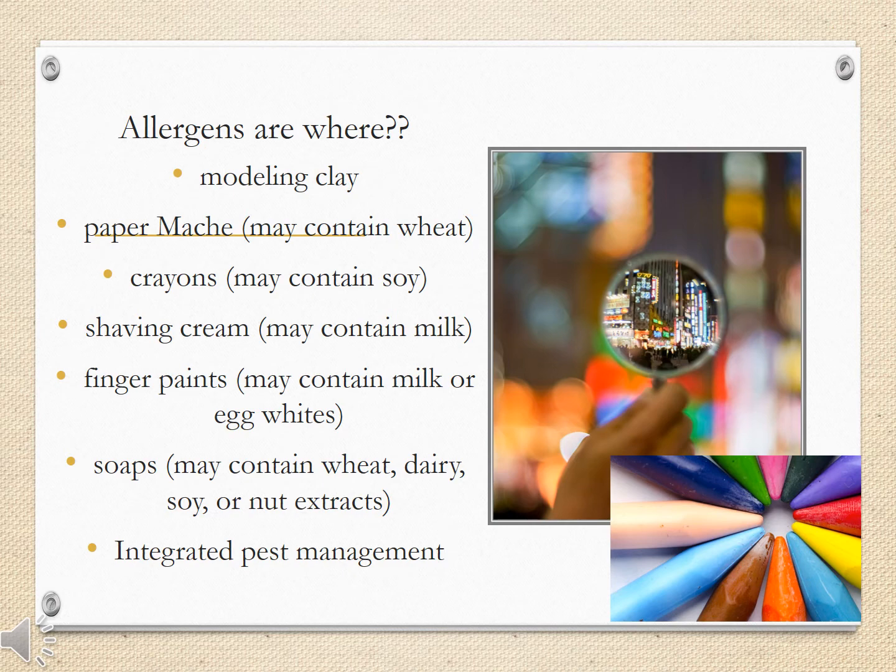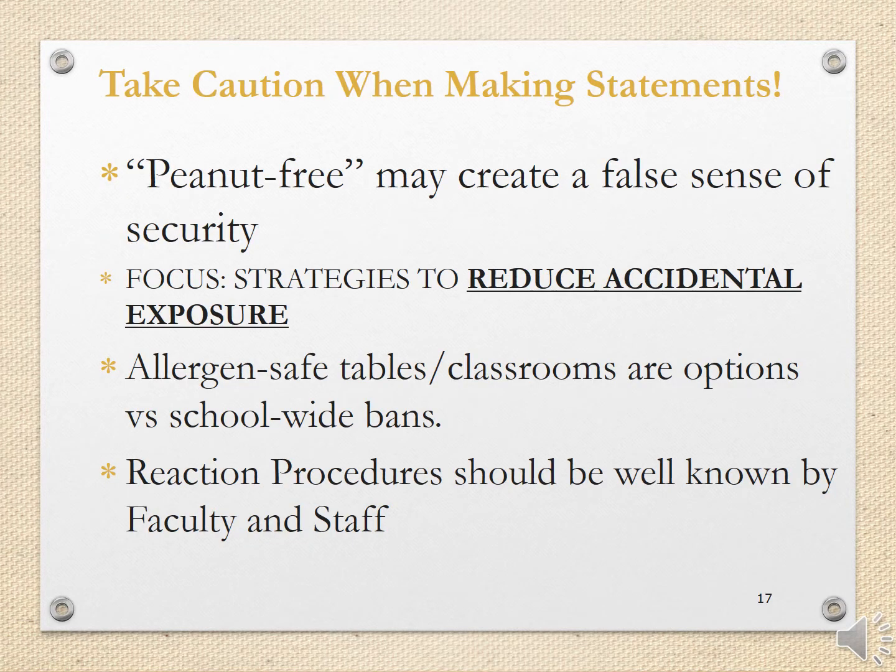Unexpected food allergens can be found in non-food items such as modeling clay and paper mache, which may contain wheat, crayons, which may contain soy, shaving cream, which may contain milk, finger paints, which may contain milk or egg whites, and soaps that may contain wheat, dairy, soy, or nut extracts. Have your district and school allergy plans and procedures up to date and ready to go.